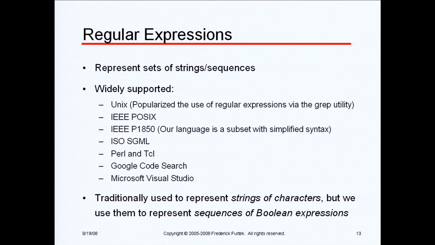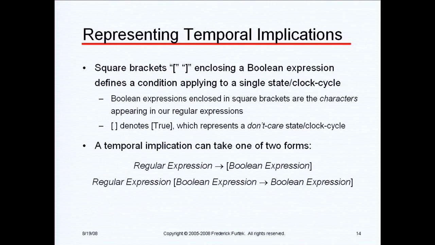Now, traditionally, regular expressions are used to represent strings of characters, but we're going to use them to represent sequences of Boolean expressions. Now, we're going to enclose each Boolean expression within square brackets, and that will define a condition applying to a single state or clock cycle. These will form the characters, the symbols, of our regular expressions. So we're going to have Boolean expressions enclosed in square brackets, and we're going to build up regular expressions using these.